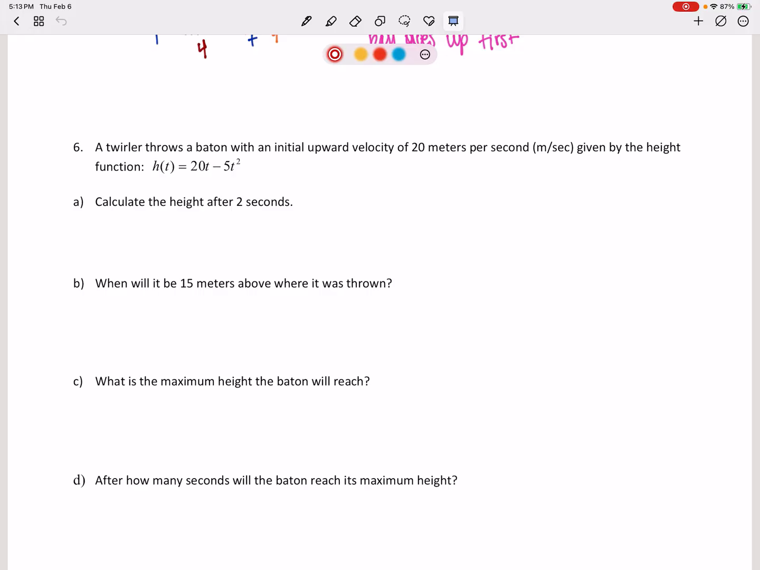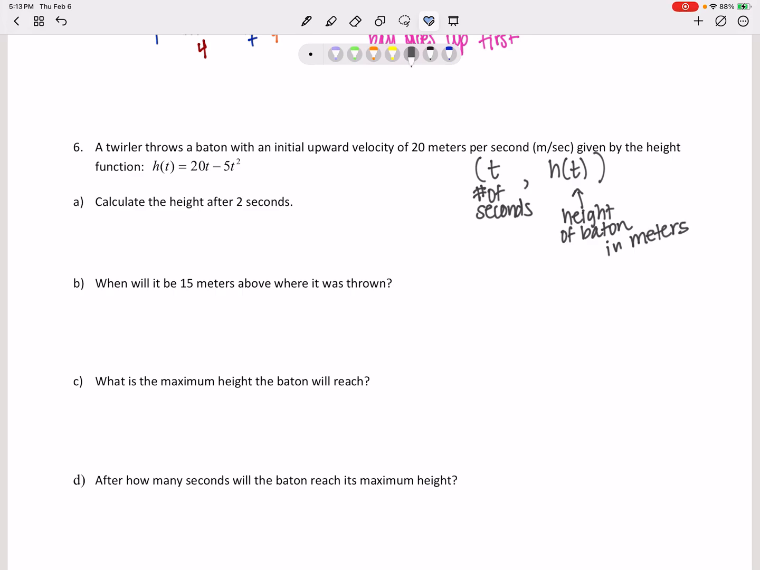A baton twirler throws her baton or his baton with an initial upward velocity of 20 meters per second, given by the height function h of t equals 20t minus 5t squared. So our input is t, which is the number of seconds that have elapsed, and our output is h of t, which is the height of the baton in meters.